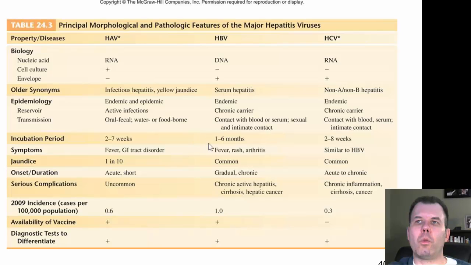Incubation periods are anywhere from 1 to 6 months. Fever, rash, and arthritis are associated. Jaundice is very common with this infection. It can be gradual and chronic for the duration. And again, chronic active hepatitis can lead to cirrhosis and hepatic cancers. And so you have an increase of cancers in that. Here's the incidence rate. Obviously, the highest incidence is with HPV. The nice thing is there is a vaccine for HPV.